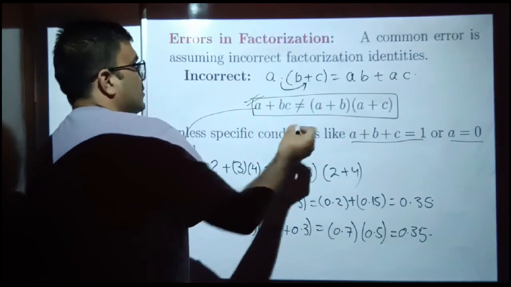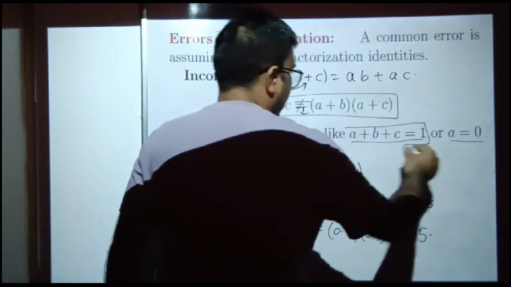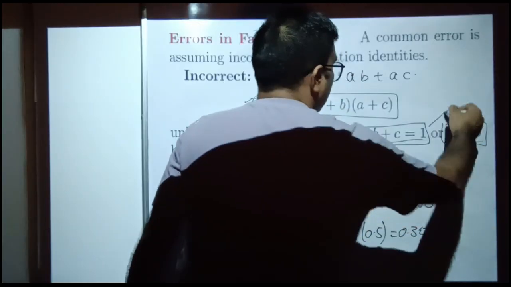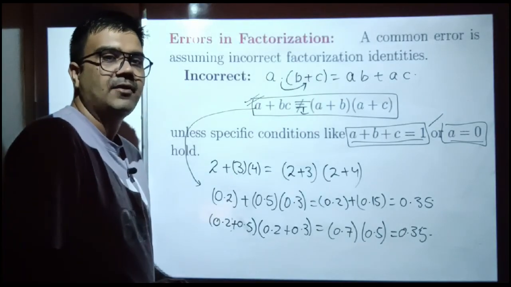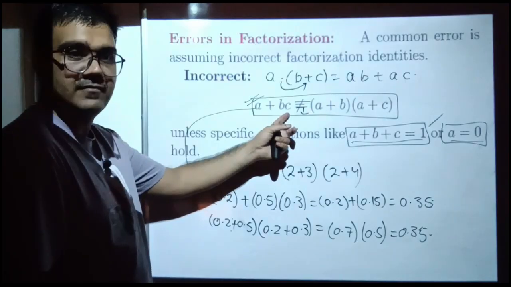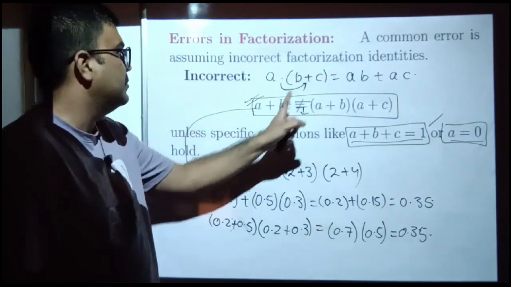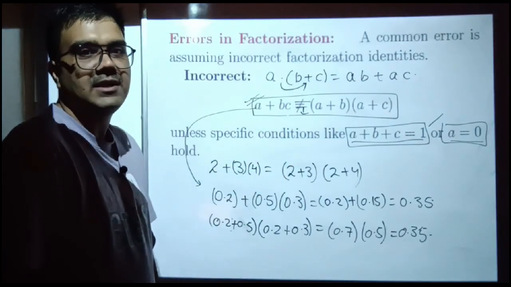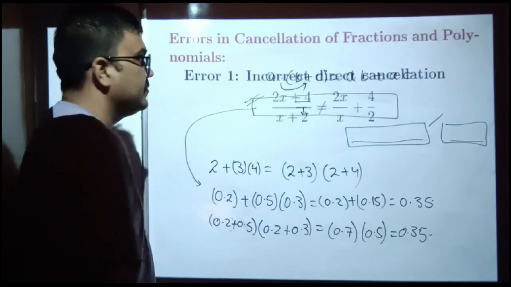For the formula I am talking about, the equality sign will hold only if either a plus b plus c is 1 or a is equal to 0. It is only for these two cases that this kind of equality holds. Otherwise there is no such formula. We are saying multiplication is distributive over addition, but addition is not always distributive over multiplication. So whenever you have terms like this, be very careful.